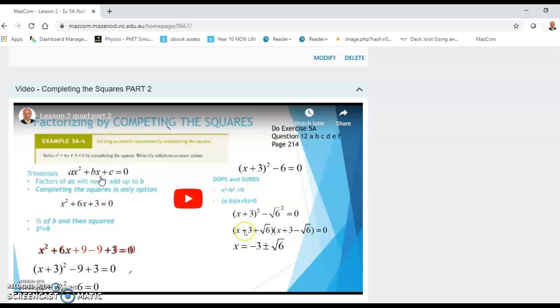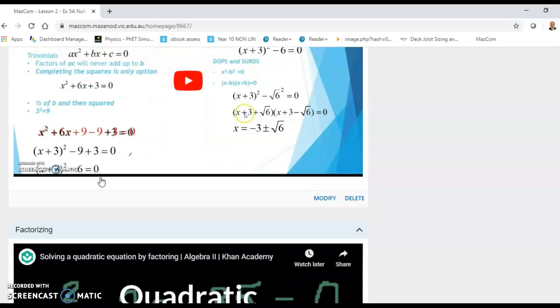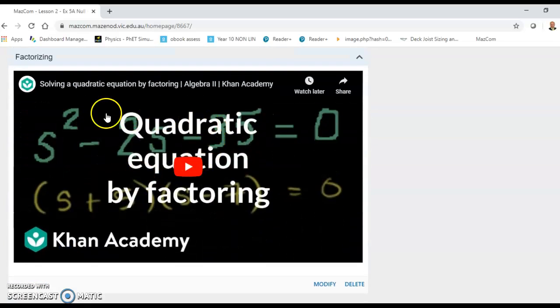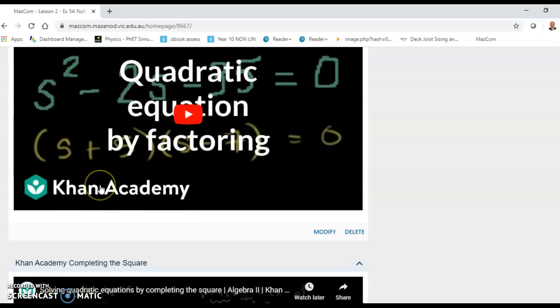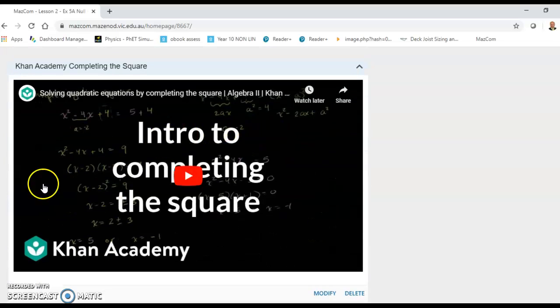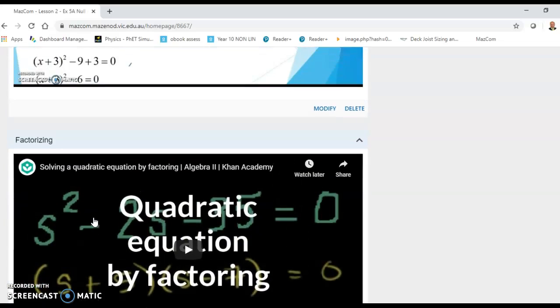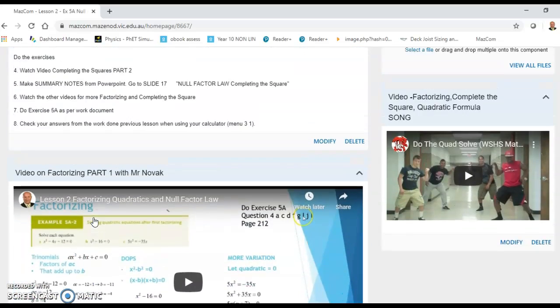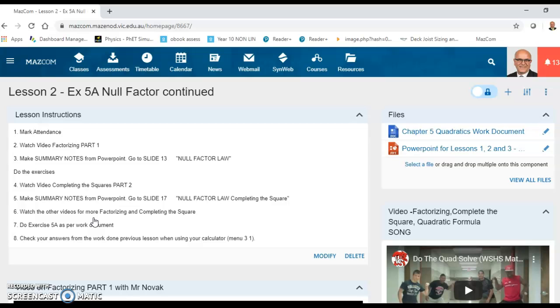If you still need more assistance, in other words, what I present isn't quite clear, don't forget you have the Khan Academy, where they can do some more trinomials, and of course the completing of the squares as well. So it's a case of using this double period to watch the 4 videos, take some notes, and do exercise 5A.